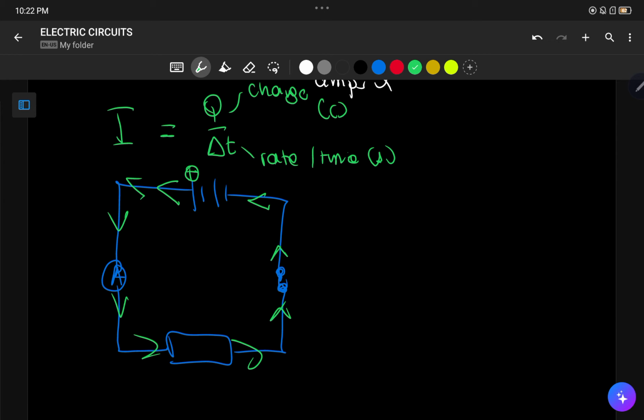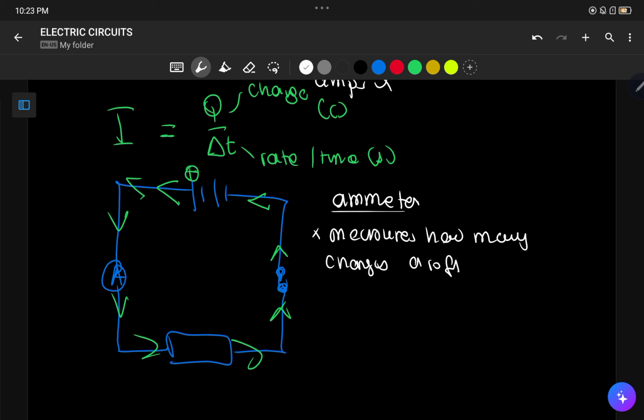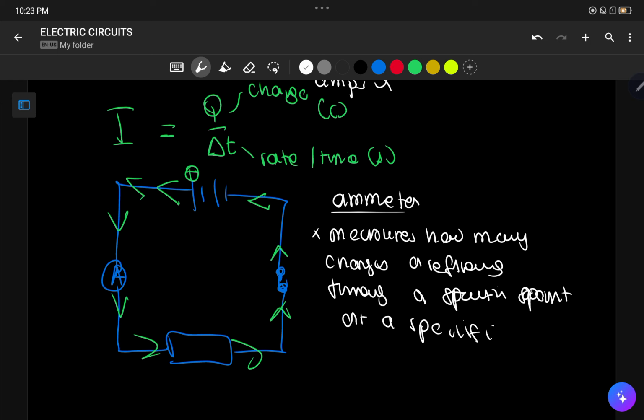To measure the current, okay. These amounts of charges are flowing in this specific point in this specific time. That is crucial. That is what an ammeter is there for. So an ammeter, in simple terms, measures how many charges are flowing through a specific point. I don't know if you can see my handwriting. At a specific time. That is what an ammeter is concerned about. It measures the current. Simple.